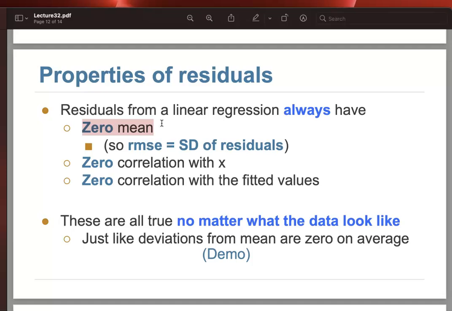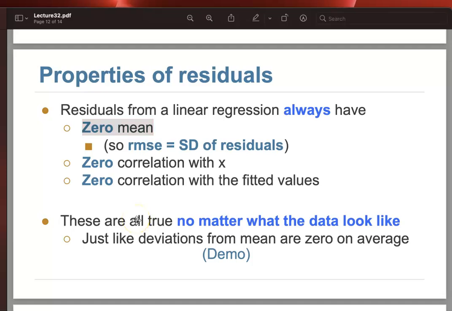That's why the root mean square error will equal the standard deviation of the residual. And they don't have any correlation with x. And they don't have any correlation with the fitted value. The fitted value is actually the y we get from our regression line. These are all true no matter what the data look like. So as long as you fit the regression line, the residual has those properties.